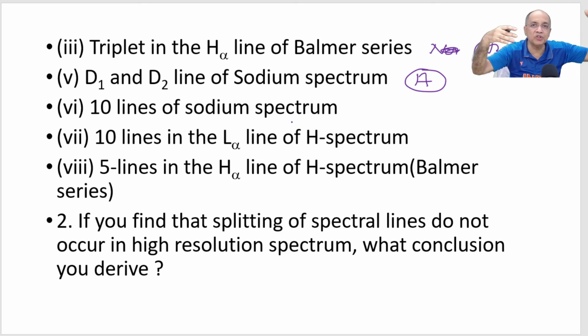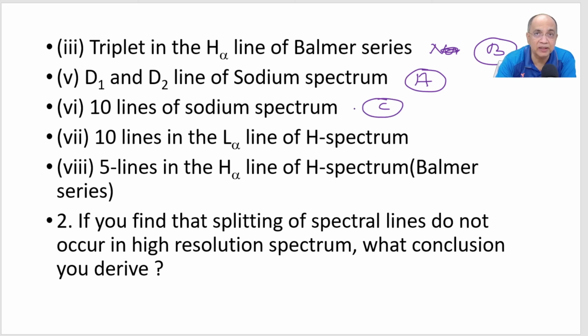Because each quantum state will be split into 2j plus 1 substates. So 2p plus half, 2p minus half. 3p plus half, 3p minus half. 3s plus half, 3s minus half, 4. So these 4, this 6, 10 all are allowed. So it is nothing but anomalous, C, anomalous Zeeman effect. Zeeman effect with LS coupling, C.